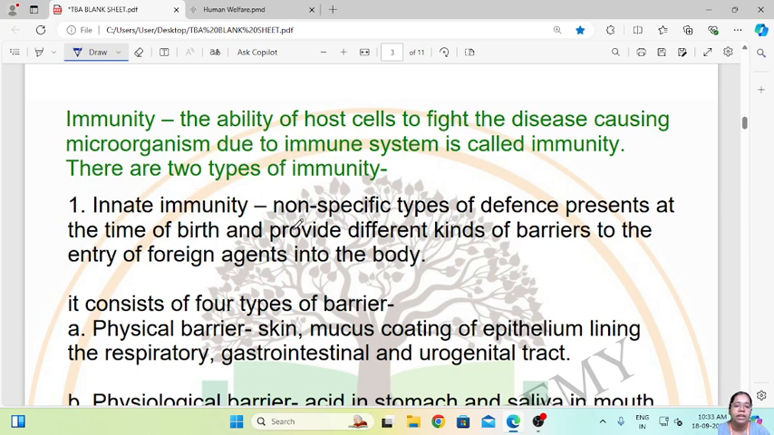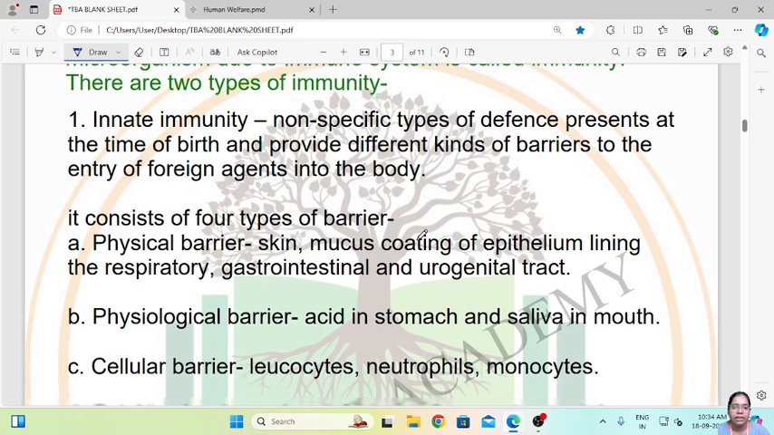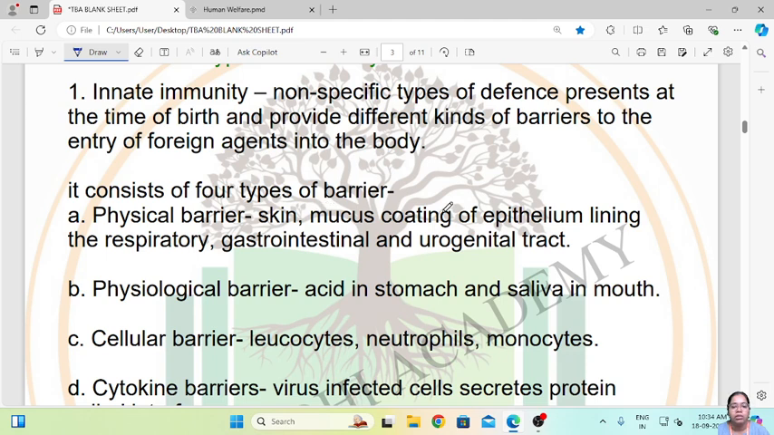Innate immunity is a non-specific type of defense present at the time of birth and provides different kinds of barriers to the entry of foreign agents into the body. So this innate immunity comes from your birth, that is it is present in our body from when the organism is born. It consists of four types of barrier: the physical barrier, that is your skin, mucus coating of epithelial lining in the respiratory, gastrointestinal and urogenital tract. So these are your physical barriers.